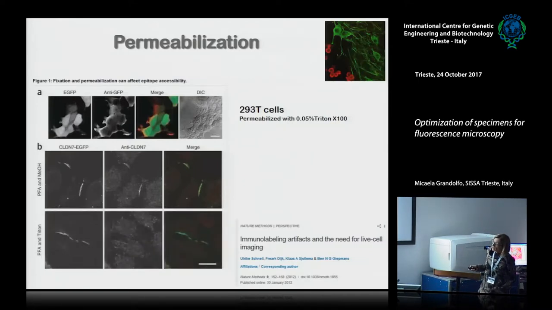But if you permeabilize with Triton, you can see the emission of the GFP, but you cannot recognize in this case the claudin 7 using your primary antibody. Also in this case, your conclusion could be totally wrong, okay? So pay attention also when you have to choose a protocol of permeabilization and do as many controls as possible.